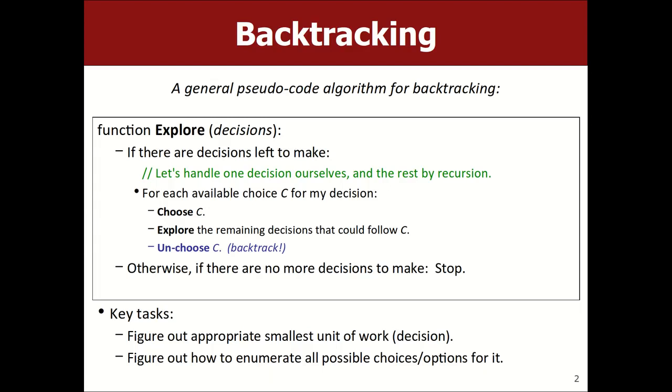And if there's no choices left to make, you either stop or you print the choices that you found or whatever. So, in any backtracking problem, we're trying to figure out what work is done by each call. How do I slice this work up? And how do I enumerate or try all the things I could handle for each call?